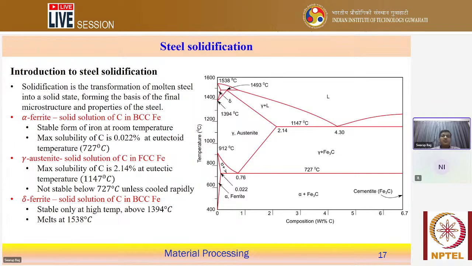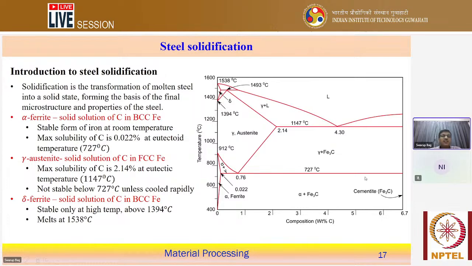Similarly, delta ferrite is a solid solution of carbon in BCC iron, and that is also a high temperature phase. Here the solubility of carbon is very low, but the delta ferrite exists around 1394 degrees centigrade, and melting occurs at 1538 degrees centigrade. So just looking into this phase diagram, we can extract information about the different phases, their existence, and what reactions occur at the different points.